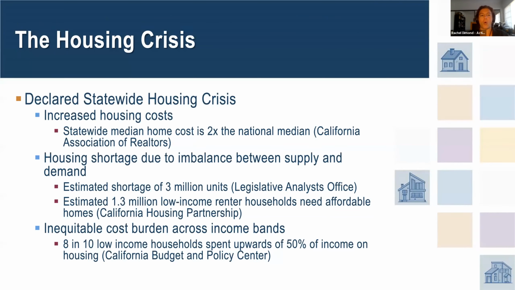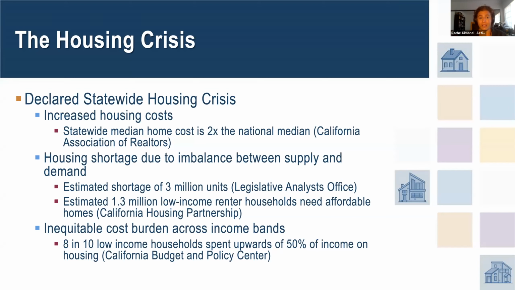As we alluded to before, there has been a massive housing crisis in California. There's a declared statewide housing crisis. This has led to increased housing costs with the statewide median home costs at 2 times the national median. We have an estimated shortage of 3 million units in the state of California. And 1.3 million of those units would be accounted for lower income rental households who need affordable homes. So there's 1.3 million households that are not able to find housing within their affordability level.